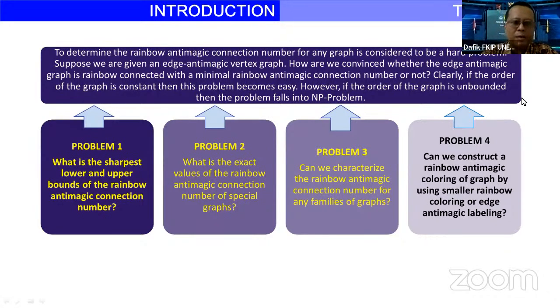If the order of a graph is constant, then this problem becomes easy. However, if the order of the graph is unbounded, then the problem falls into NP. So normally in rainbow antimagic coloring study, we propose at least four questions. The first question is, what is the sharpest lower and upper bound of the rainbow antimagic connection number?